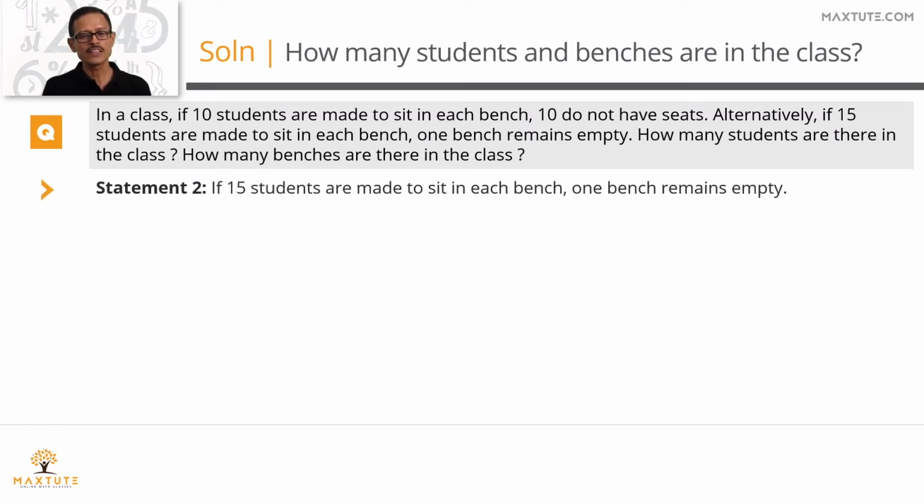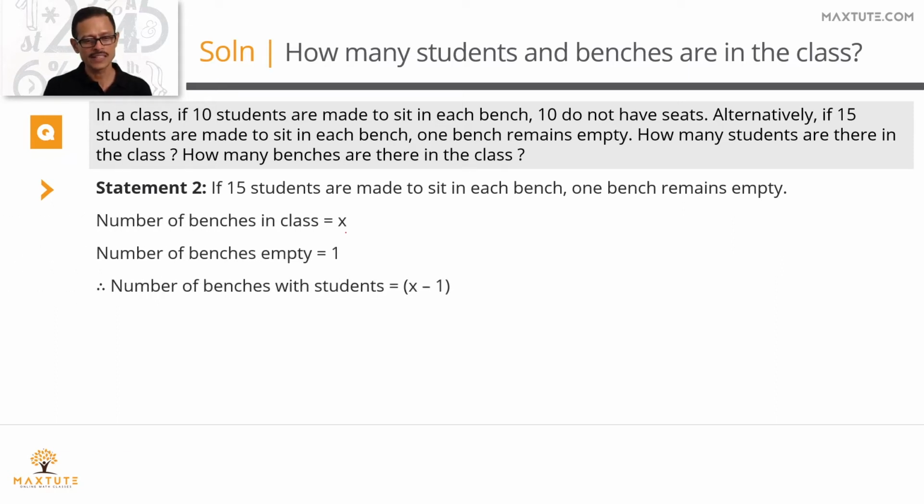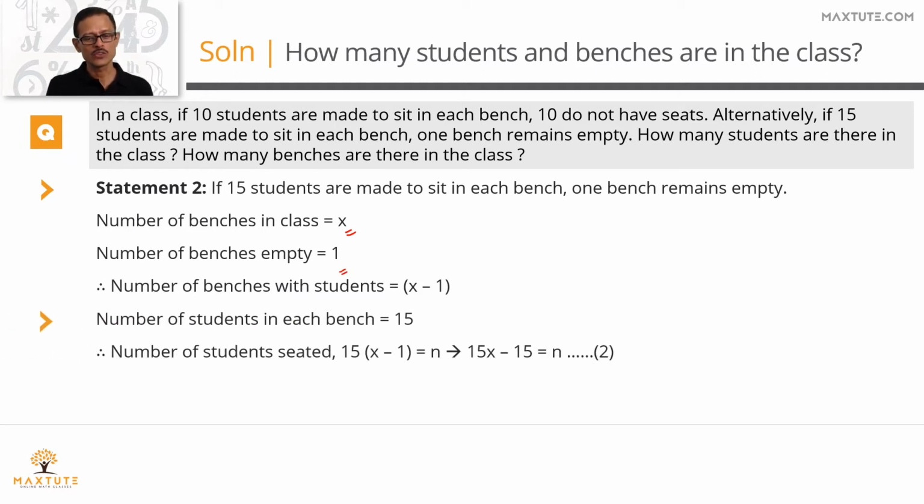Second arrangement, we're seating 15 students in each bench. One bench remains empty. How many benches are there? x. How many are empty? 1. So how many benches are students seated in? x minus 1. How many per bench? 15 per bench. So how many students are we seating? 15 times x minus 1. Have we covered all students? Obviously yes, because we have one bench empty after seating them. So that should give us the total number of students. So 15x minus 15 equals n is equation 2.